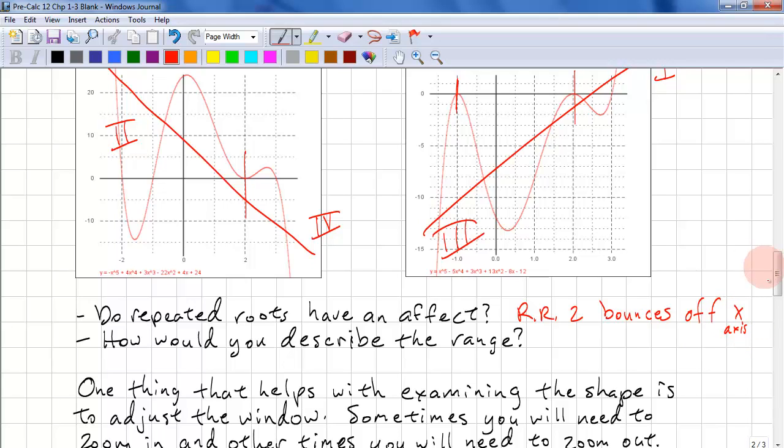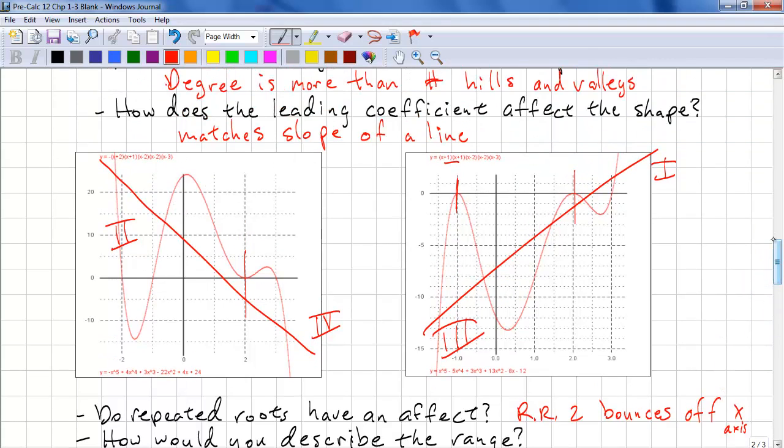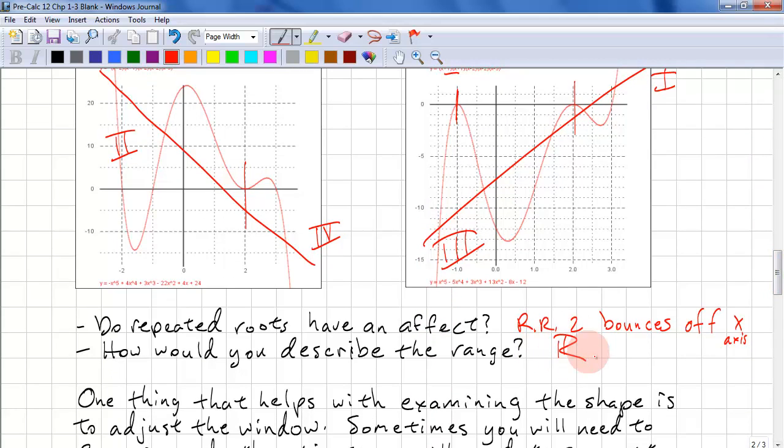Okay, and how would you describe the range? Well, if it starts off in this quadrant and ends in this quadrant, it goes to positive infinity and goes to negative infinity. Here, we have the opposite. It starts at negative infinity, goes to positive infinity. So it's all reals, which means that there is no global min or maximum. Global min or maximum has to be finite, which means that it's not infinity or negative infinity.